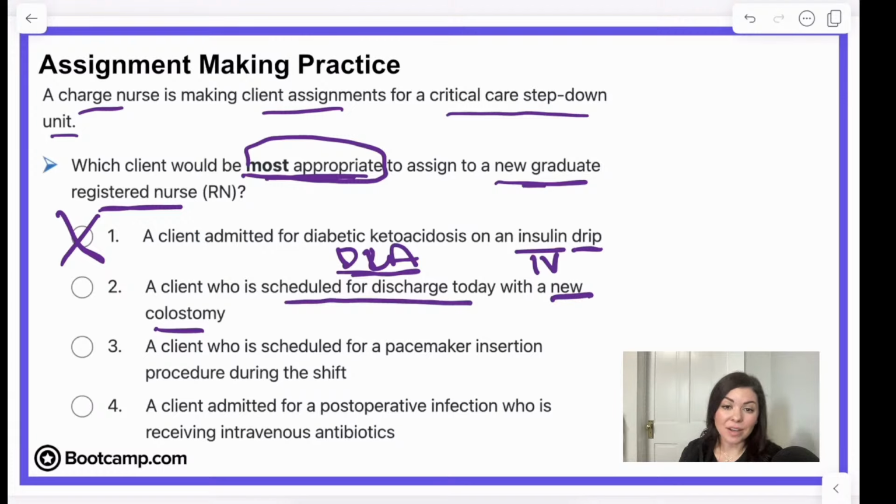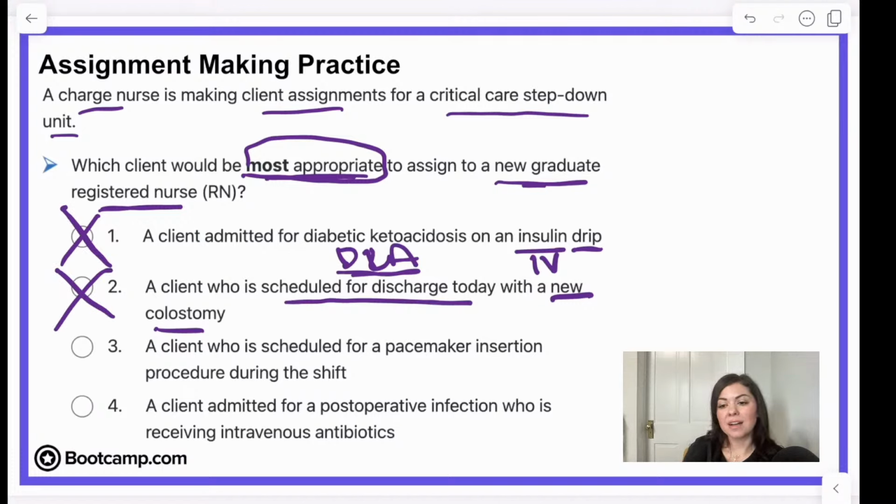A lot of education. So this client typically needs a lot of information on care of the site to prevent excoriation or infection, but also a lot of psychosocial teaching to help them adjust to this big change in their appearance. And so really, it's ideal to have a more experienced nurse that is very familiar with wound care and colostomies. So I agree with you guys. I don't think it's the best option for a new grad nurse.